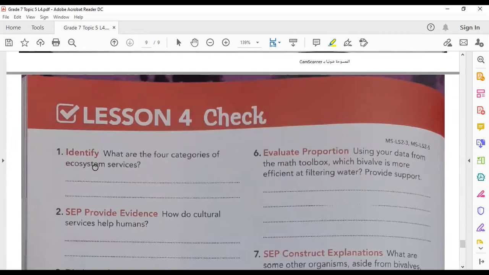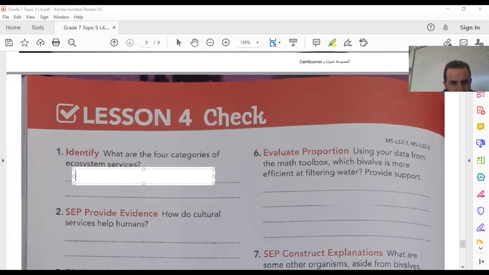What are the four categories of ecosystem services? Don't tell me you don't know. Come on. You can't answer this question? What are the four categories of ecosystem services? If you don't want to answer, I will choose. Wait, let's see who is talking.